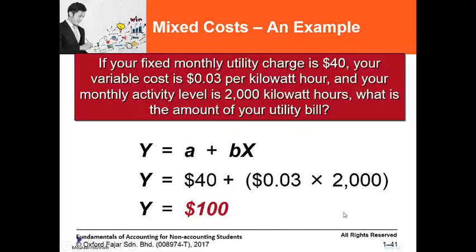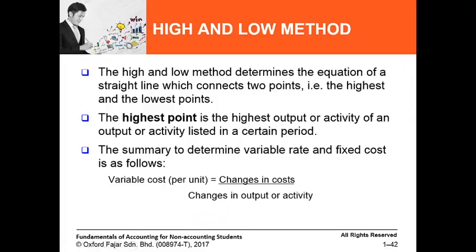Okay, so that is another example of mixed cost. So this is how you calculate the mixed cost using the high and low method. The high and low method determines the equation of a straight line which connects 2 points, the highest and the lowest point. The highest point is the highest output or activity listed in a certain period. Therefore, the summary to determine variable rate and fixed costs is as follows.